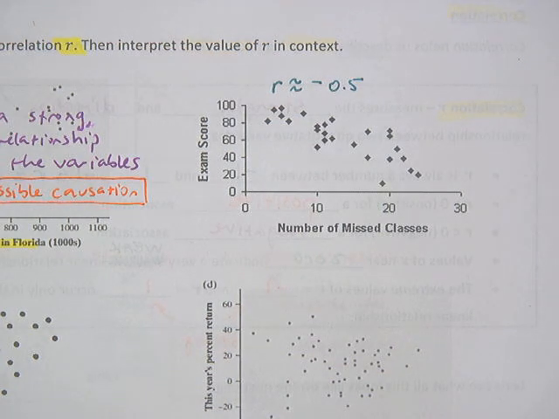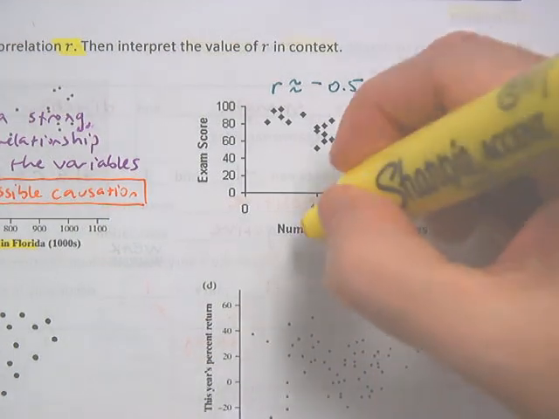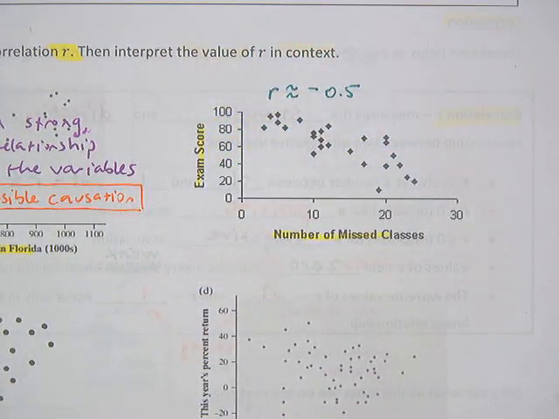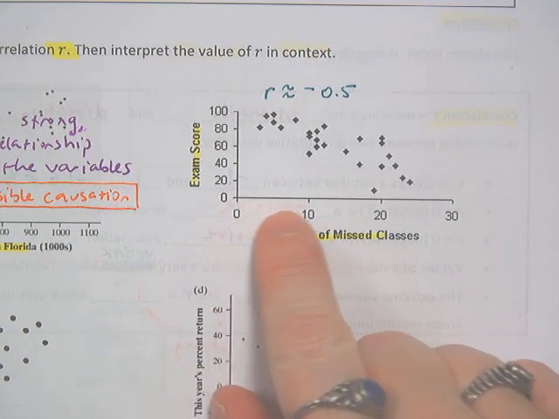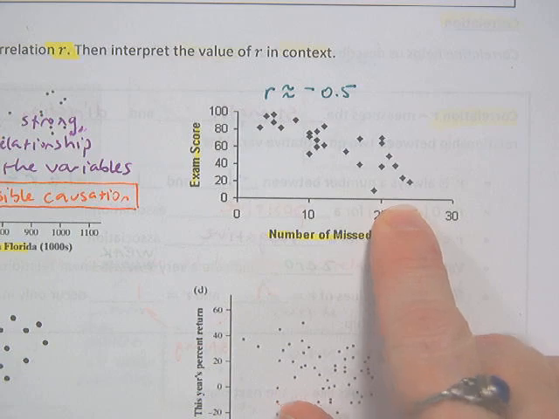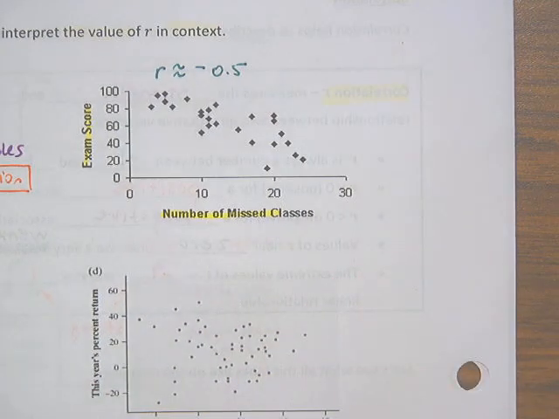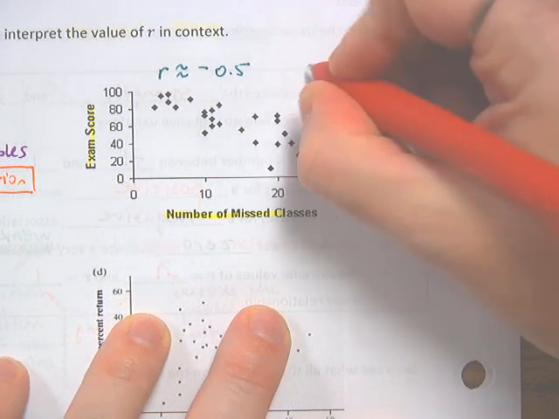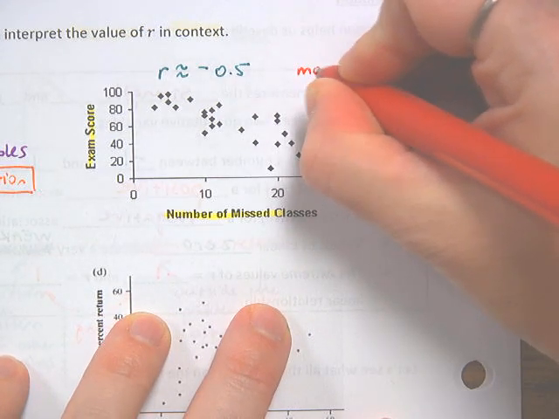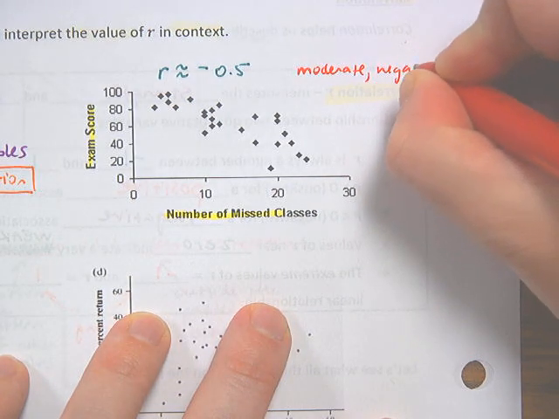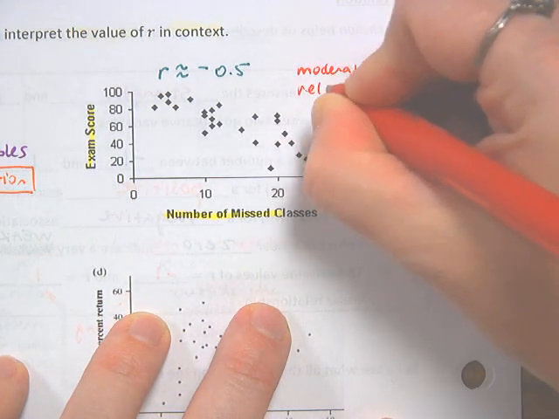That works for me. We're talking about the number of classes that people miss and their exam score. So the more classes you miss, what happens to your exam score? It goes down. Okay, let's talk about causation. So first thing I want you to put is moderate negative relationship.